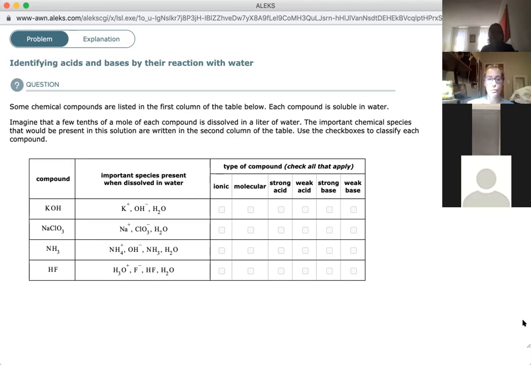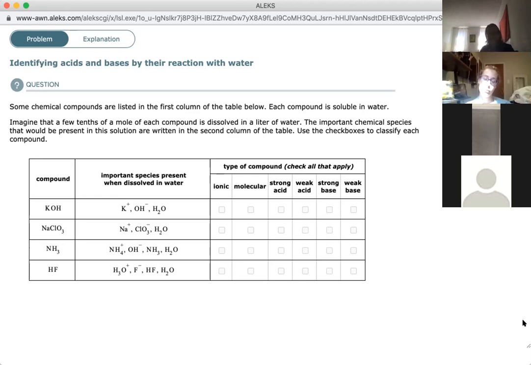Is it ionic? This is tricky. Even though it's forming ions, just like the acids, it's considered a molecular substance. So the weak bases are molecular. All the acids are molecular. It's just the strong bases that are ionic, and then ionic compounds are ionic. So that one would be a molecular weak base. Now, HF is a little tricky because I didn't give you HF.